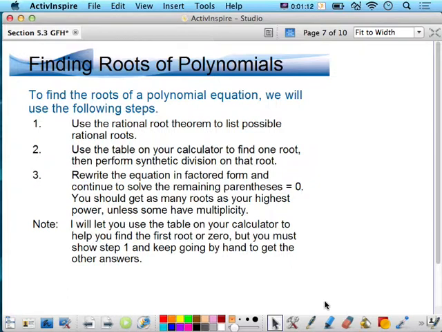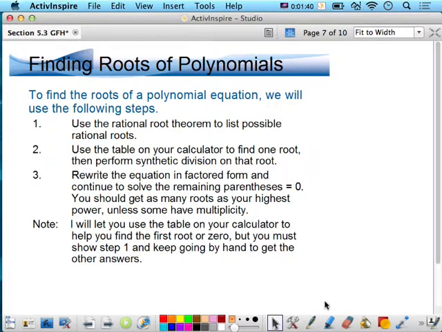So you need to be sure though that if you have an instructor other than me, that you are allowed to use that table on your calculator. If not, you'll have to test them all using synthetic division and look for a remainder of 0. Okay, so once you find one solution, you need to rewrite your equation in factored form and continue to solve the remaining parentheses equal to 0. You should get as many roots as your highest power unless some have multiplicity.